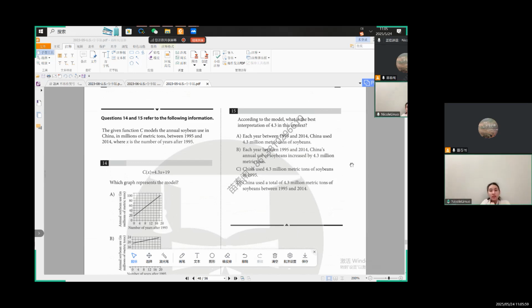I thought A is saying each year they used 4.3, and use being increased by. So it's increasing by 4.3 each year. I thought that. Well, it's the slope, right? The slope is the rate of the change, right? Yes. So each year is the rate, and the change is the annual use of soybeans. And they said it in here. Annual use.